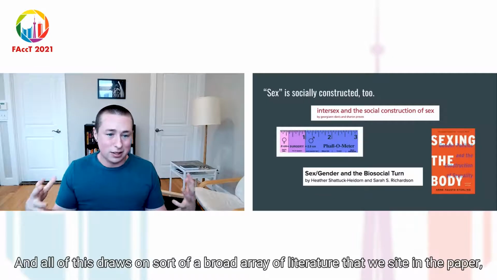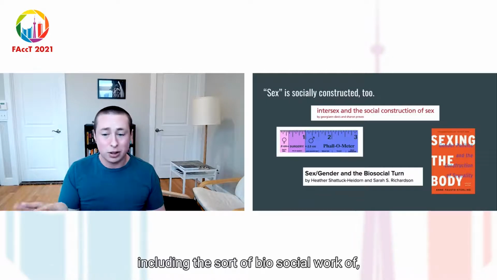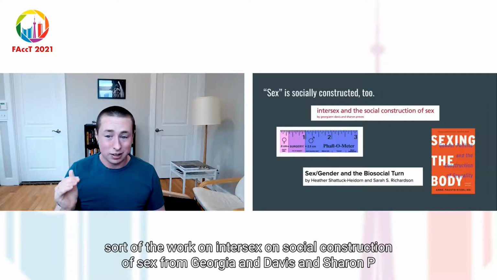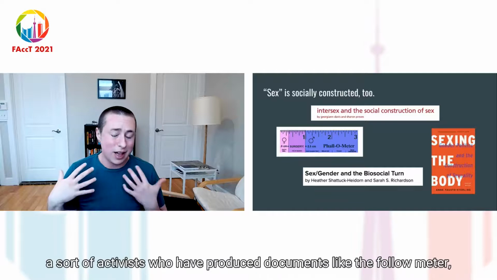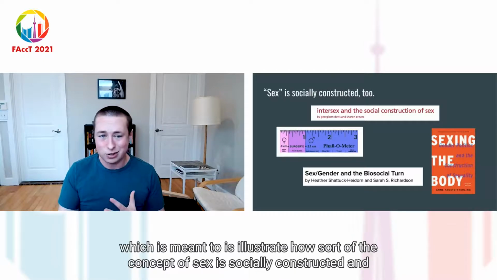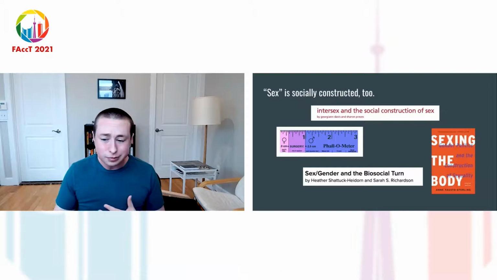And all of this draws on a broad array of literature that we cite in the paper, including the biosocial work of Shattuck, Heyerden, and Richardson, the work on intersex and social construction of sex from Georgia M. Davis and Sharon Preeves, and Anne Fausta Sterling's theoretical work on sexing the body, as well as activists who have produced documents like the Fallometer, which is meant to illustrate how the concept of sex is socially constructed and not any more rooted in clear categories than gender ever was.